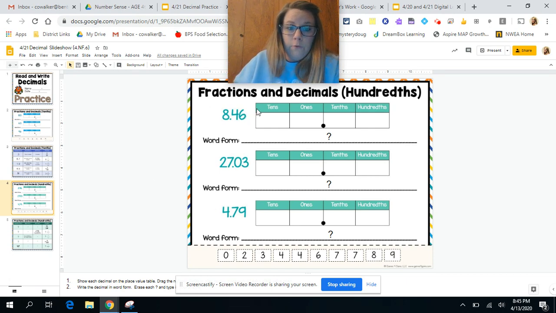Now, when we look at the 46/100ths, that means the 4 is in my tenths place and the 6 is in my hundredths place. So it would be 8, 4, 6. 8 and 46/100ths. This is the one I told you guys last week to be really careful with because it's 27 and 3/100ths, not 3/10. Just because there's a 0 there, it makes a big difference. So you have to put a 0 in that place value. So it would be 2 in the tens place, 7 in the ones place, 0 in the tenths place, and that 3 is in the hundredths place.